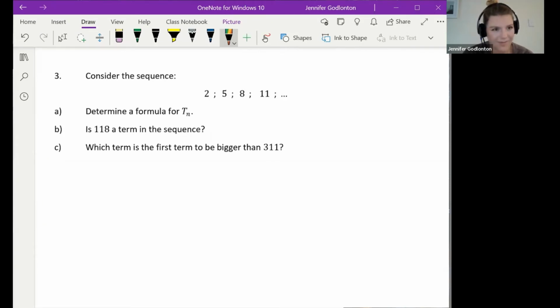I have a question. Sure. In B, are they asking us, is it going to be one of the 2 5s or is it going to be one of the ends? It's meaning, is it going to be a number like along here? So is 118 going to be somewhere in that pattern? Oh, okay, thank you. Okay.